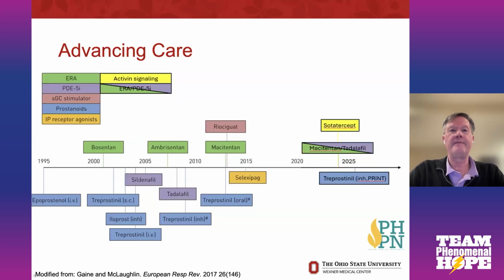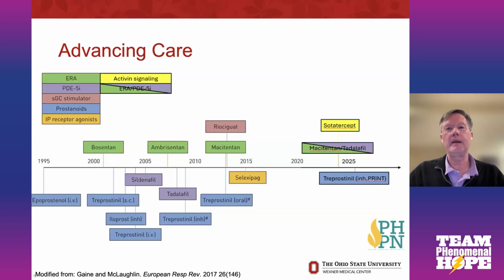This is a very famous timeline from Dr. McLaughlin that I have taken the liberty of extending because we have had, just in the last couple of years, some very powerful new options for treating pulmonary arterial hypertension and pulmonary hypertension related to interstitial lung disease. So I just want to emphasize that none of this is possible without patients who are fighting the disease, working with their clinical trial teams.